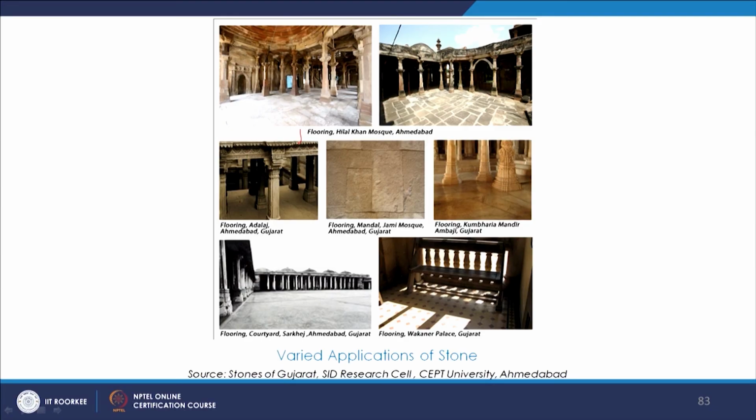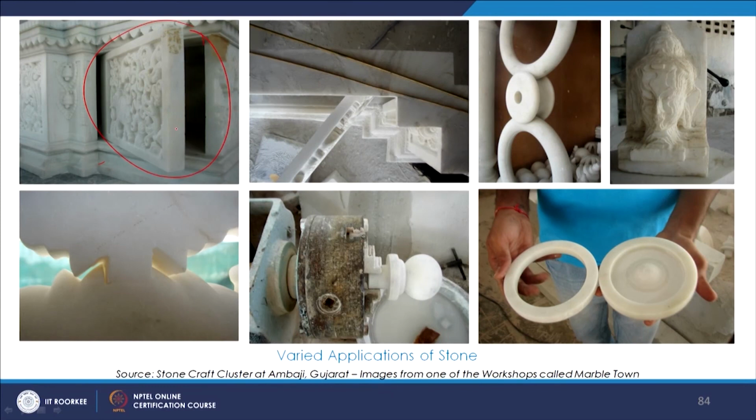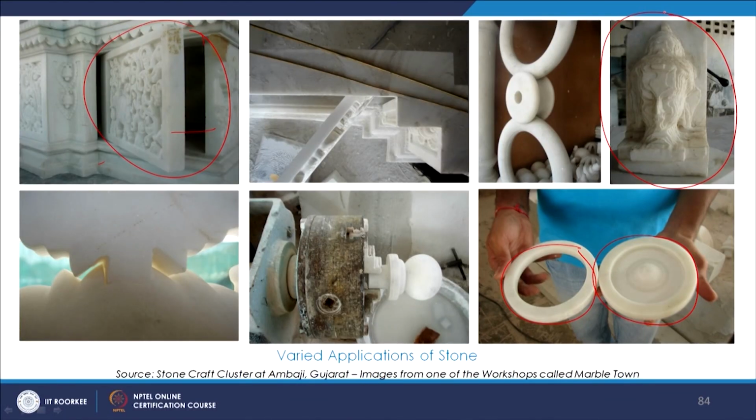Continuing with the flooring, we saw some more examples and some contemporary uses of how stone is used in temples, for making temples, for storage, for different other elements that could be decorative, and of course for the idols. So, the use of stone continues in many different ways, but with changed expressions.